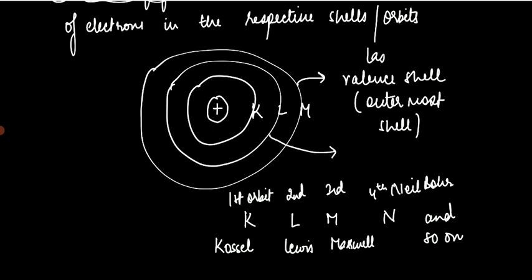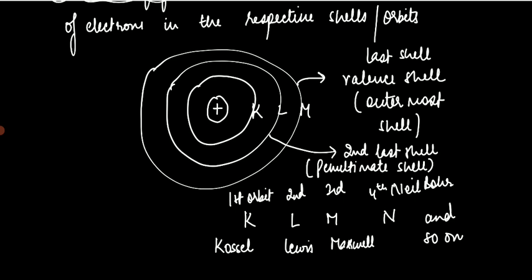Now this is what we call the last shell of an atom, for a particular atom. Then the second last shell is called the penultimate shell. That's a name because electrons usually participate in chemical reactions from the valence shell. Usually. But it's not always the case. Sometimes electrons jump from the penultimate shell also. That is the second last shell.